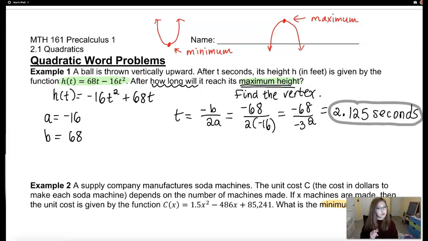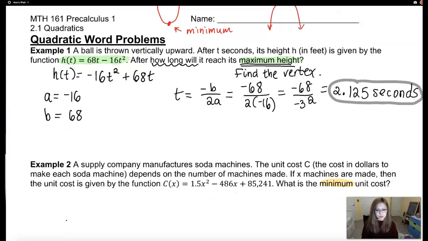If they wanted you to find the actual height, then you have to just plug that number into the height function. But they didn't want the maximum height. They just wanted to know how long it will take to get to the highest point. So we answer this question. So let's look at another one, number 2.